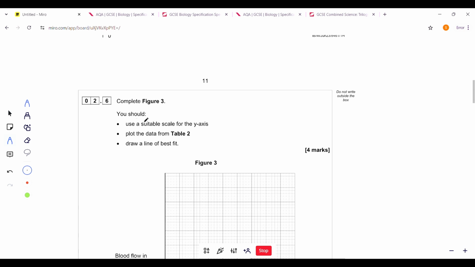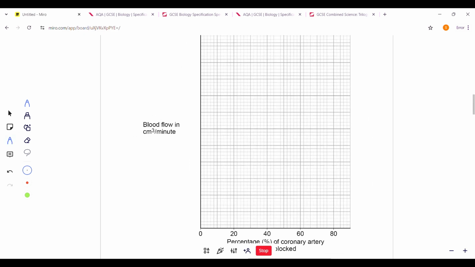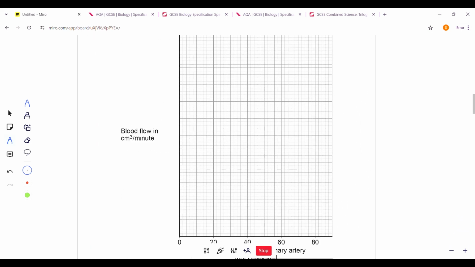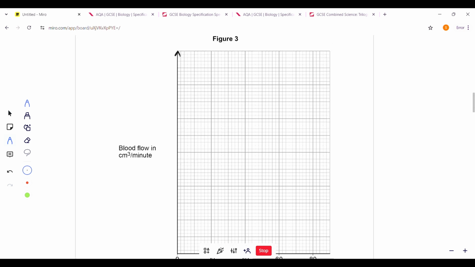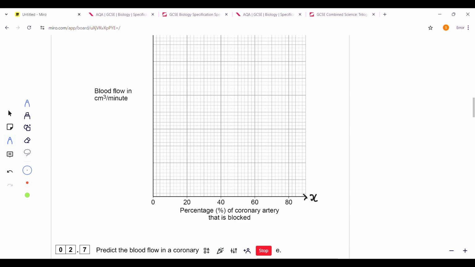So the way that I would approach this is just keep it simple. Go step by step with everything that you know about how to plot a graph. Here you've got a guide on what exactly you should do. So you should use a suitable scale for the y-axis. Let's try that. They've given you everything step by step. Use it. Let's see how many squares we are given. We're given a lot more squares for the y-axis. By the way, this is the y-axis. I'll just label it just in case, just to make everything clear.